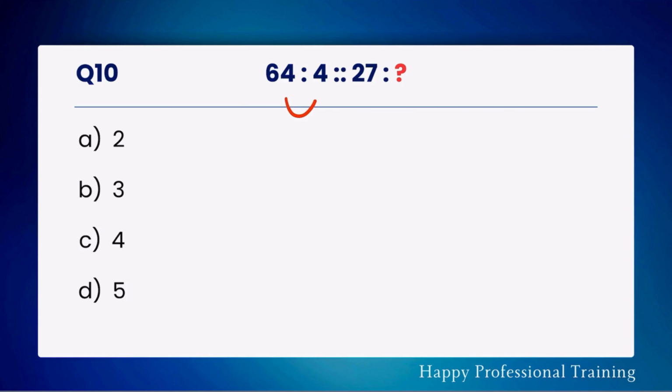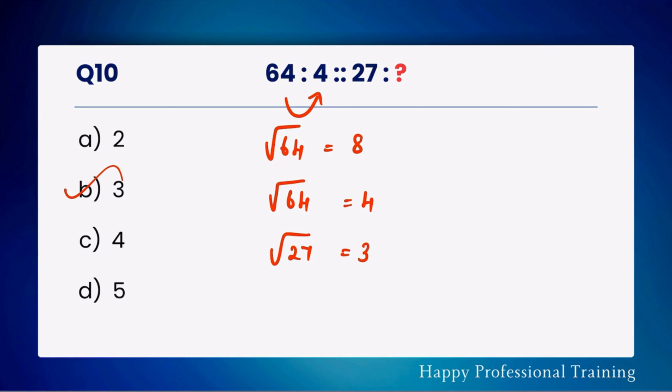64 has become 4. Whenever the second number is smaller, let's try roots. What is square root of 64? It is 8. What if we tried cube root of 64? What is cube root of 64? It is 4. This matches perfectly. So the rule here is take the cube root. Now apply that to 27. What is cube root of 27? It is 3. So option B is the correct answer.